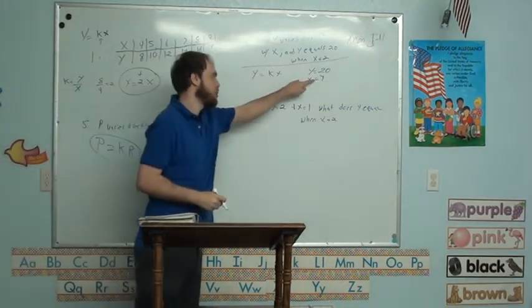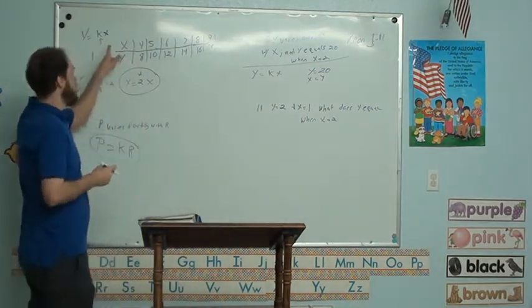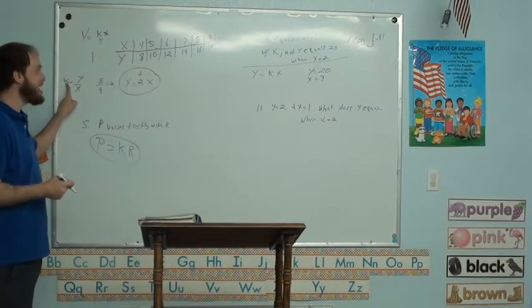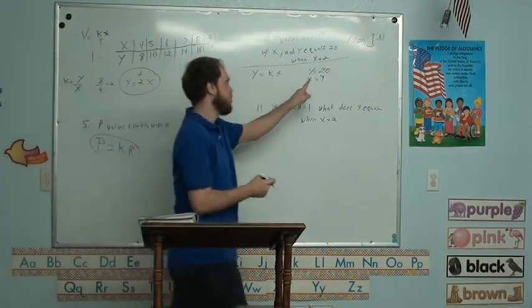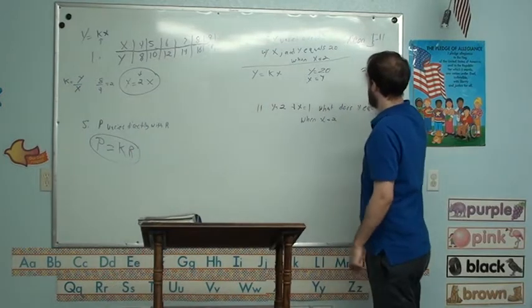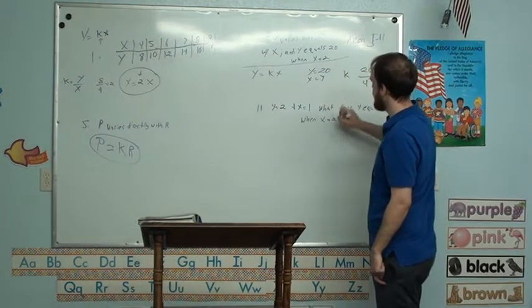Then y equals 20, x equals 4. Then you're going to go back like what we did on number 1. Remember how we said k equals y over x? So I'm going to take this y equals 20, and then take the x equals 4, divide them, and that is going to tell me what k is.